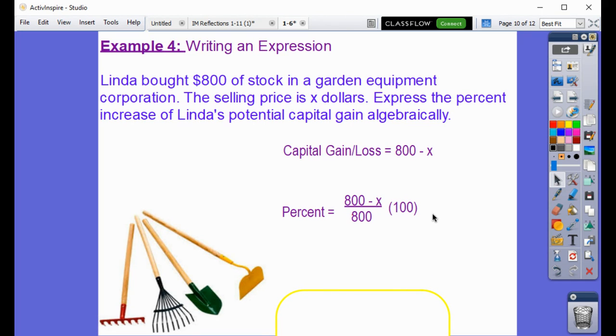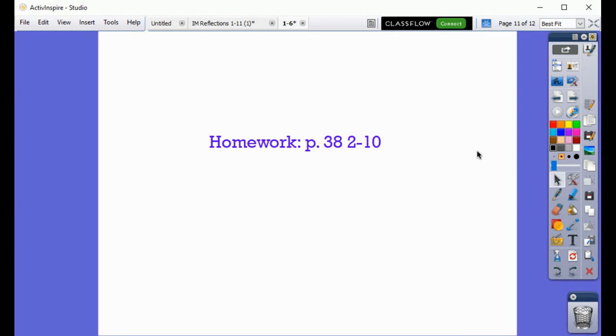And that's it. So what I'd like you to do now is take a look at page 38 in your text, do problems 2 through 10. I will have the answers posted in a separate document for you so you can jump back and forth and make sure that you're doing them correctly.